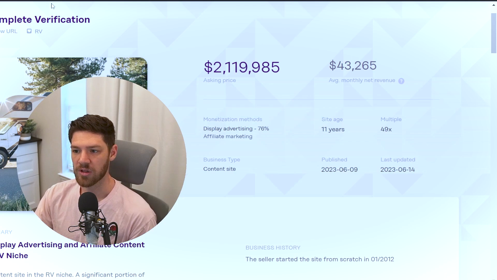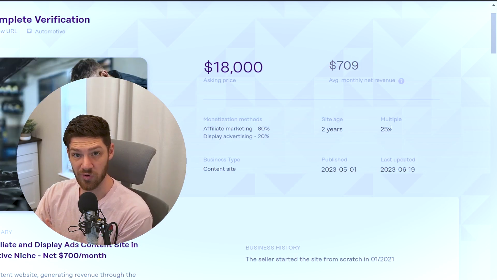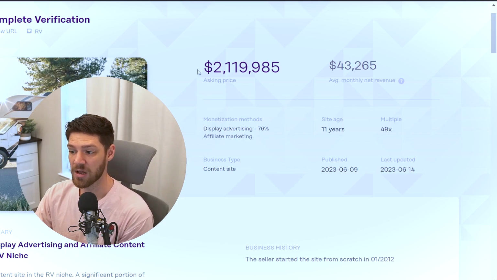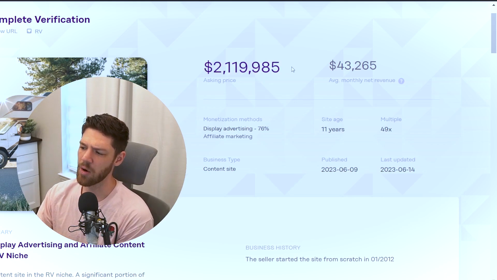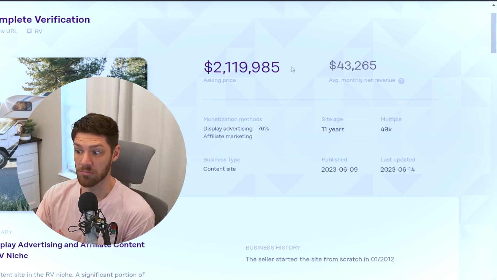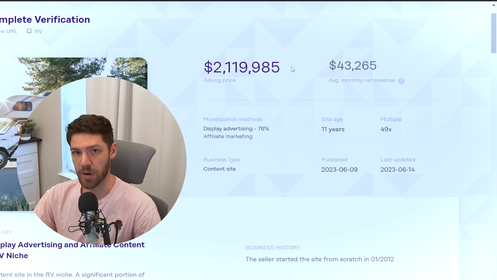What's interesting is if we took the multiple from this one, which was just 25, and applied it here, this would only be a $1 million site. So you can see how having a higher multiple can effectively double the amount of money you could sell your site for. Now, what if you don't have $2 million to spend on a site, or you don't even have $18,000 to buy one of these sites?